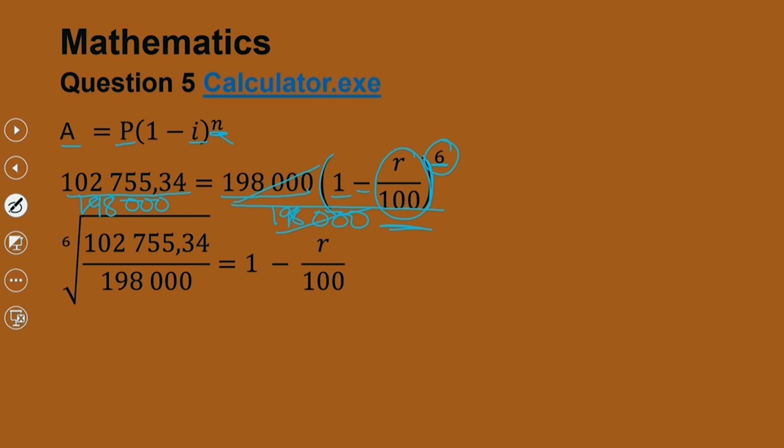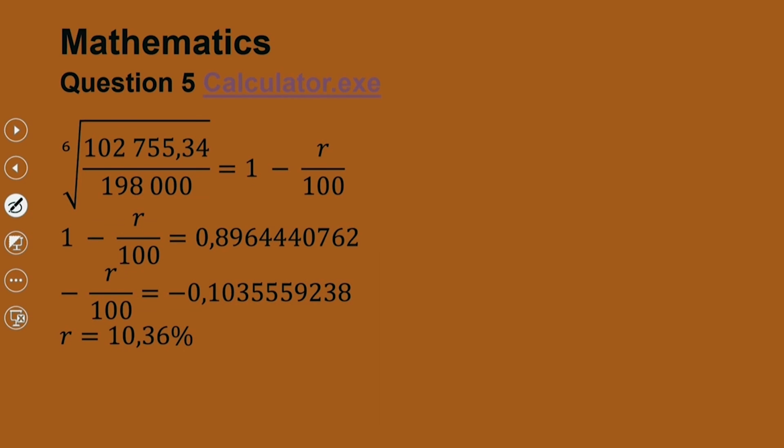We need to get rid of that 6. So now we can take the 6th root on the left-hand side, and the 6th root on the right-hand side. So what do we have? This is what we have here that we have calculated. Then on the right-hand side you'll be left with 1 minus r over 100, right?